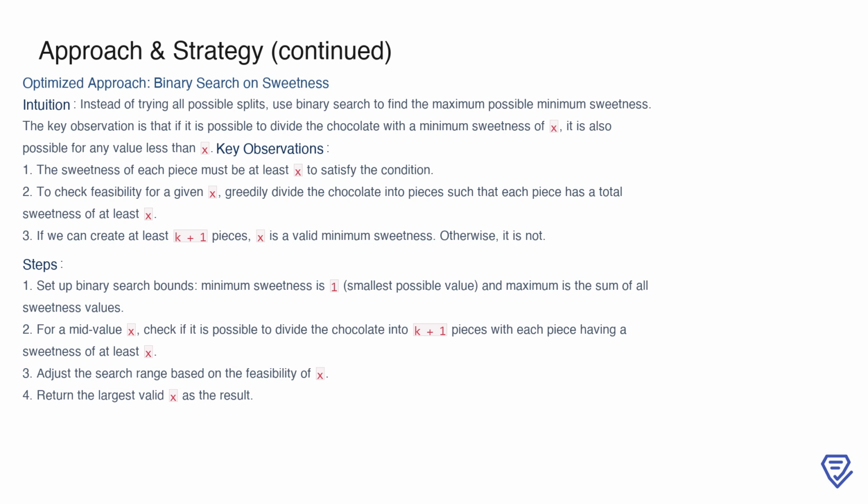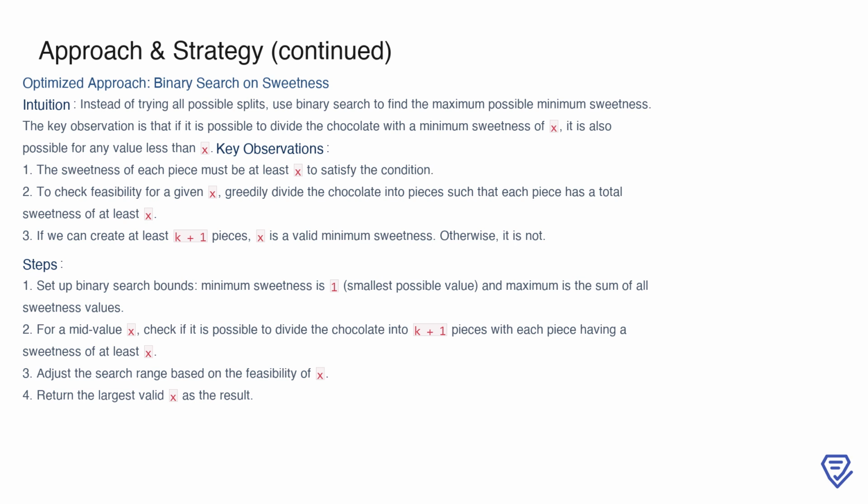To implement this, we check the feasibility of a given value x by greedily dividing the chocolate into pieces, ensuring that each piece has a total sweetness of at least x. If we can create at least k plus 1 pieces, then x is valid, otherwise, it isn't.